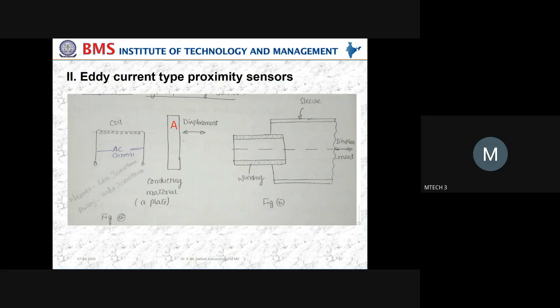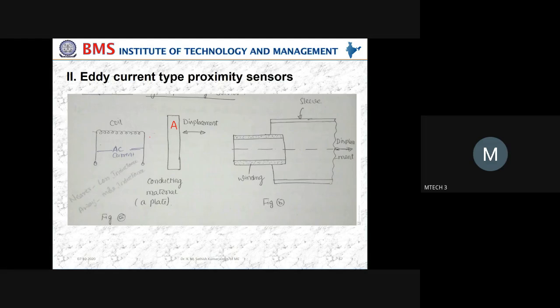Why are eddy currents going to be generated? Because of the magnetic flux density. Eddy currents are going to be generated within the conducting material, that I will call A. Now, if you bring the conducting material very close to the coil, is the amount of eddy current generated higher or lesser? Higher. When the conducting material is very near to the coil, the eddy current generated is higher.